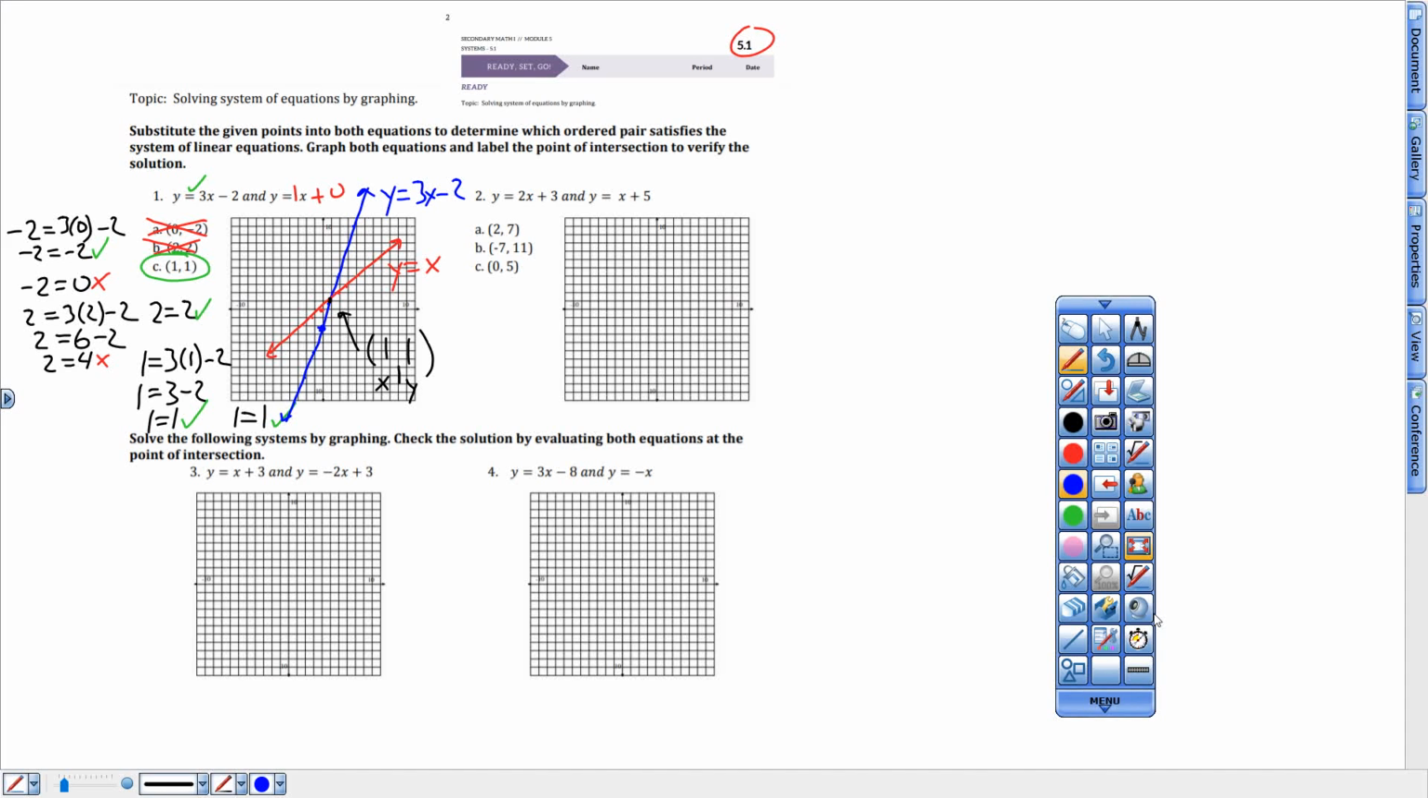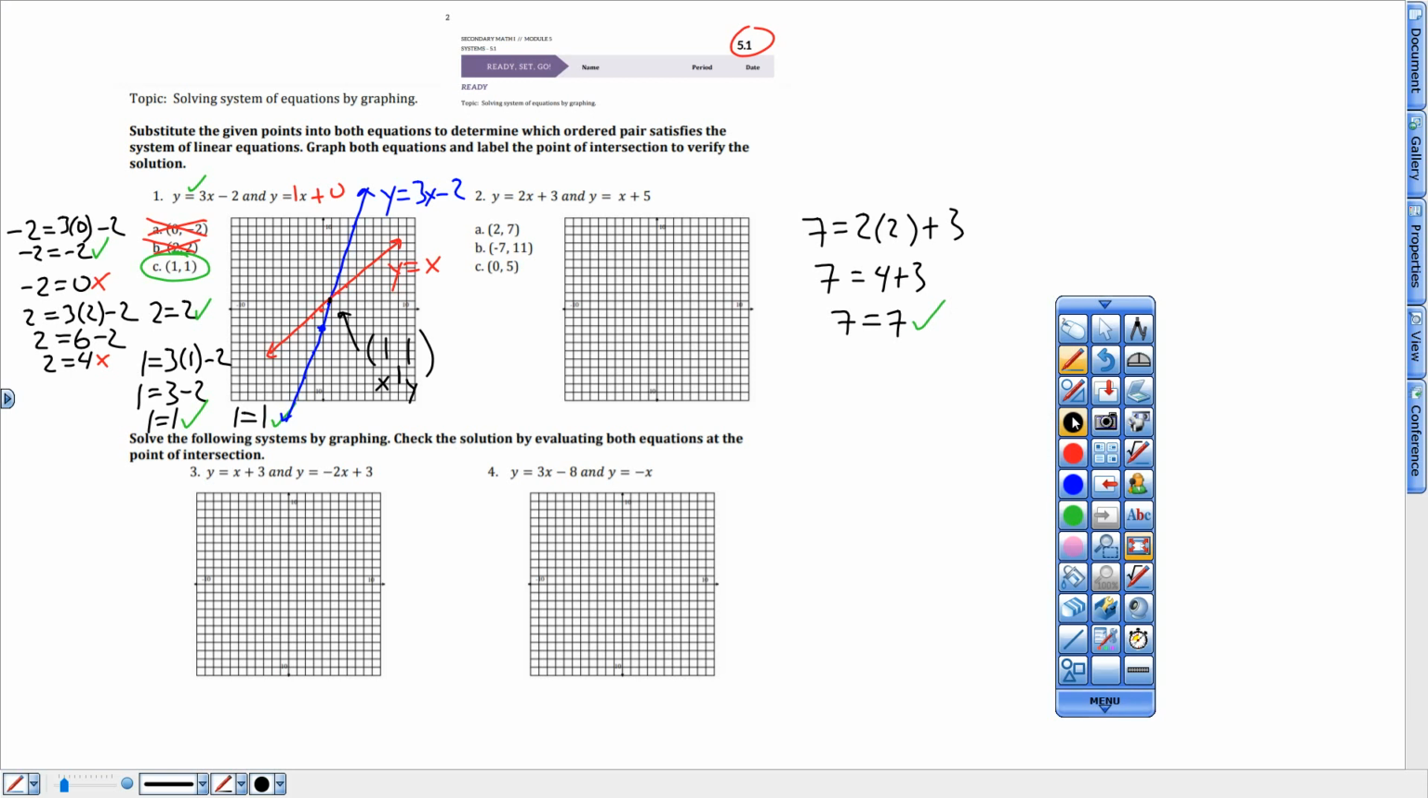So I'm going to plug in each of these coordinates. I'm going to plug in 2 for x, plug in this 7 for y. I'm going to do the same with the other equation, 2 for x, 7 for y. See which point satisfies both equations. Here I go. Plugging in 7 for y, 2 for x. That gives me 7 equals 4 plus 3. 7 equals 7. That one did work.